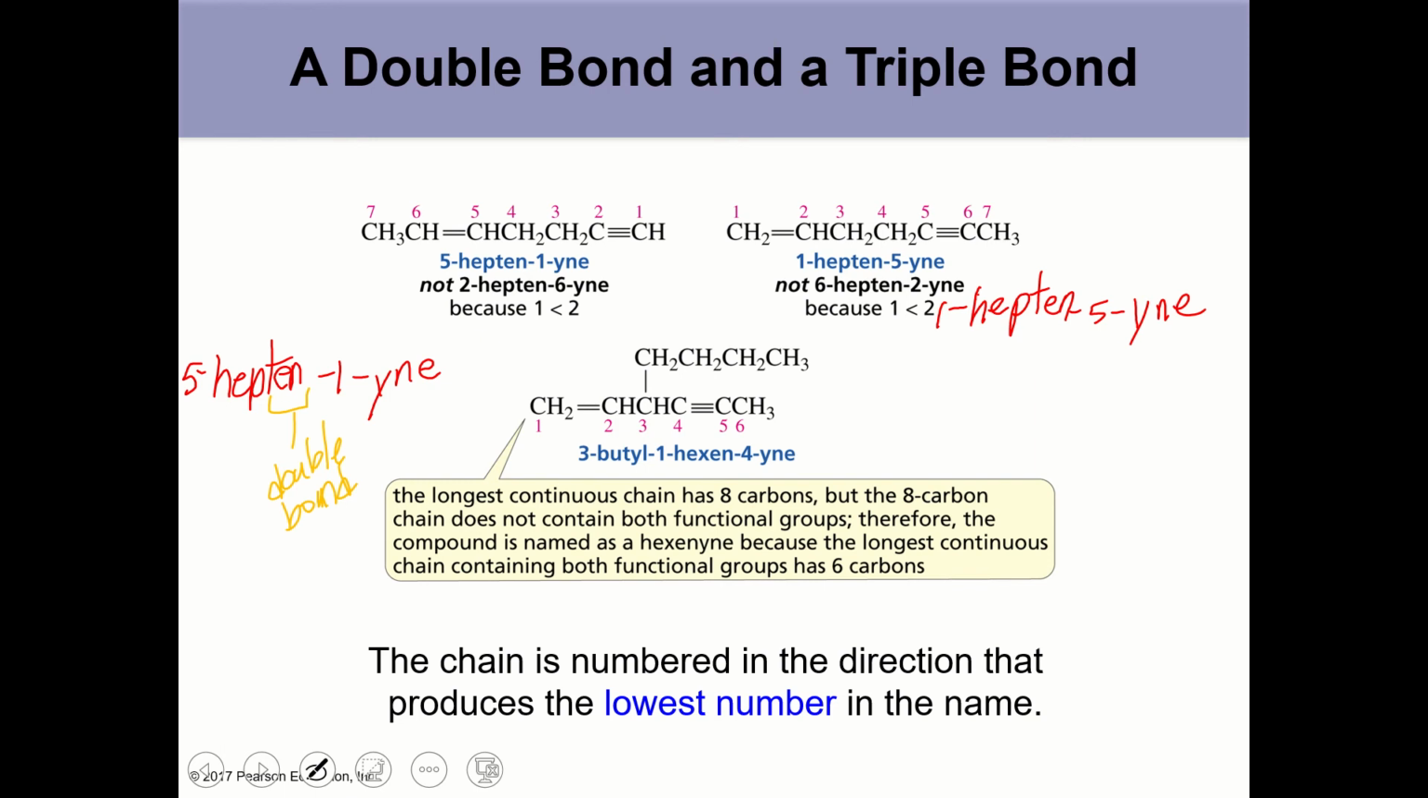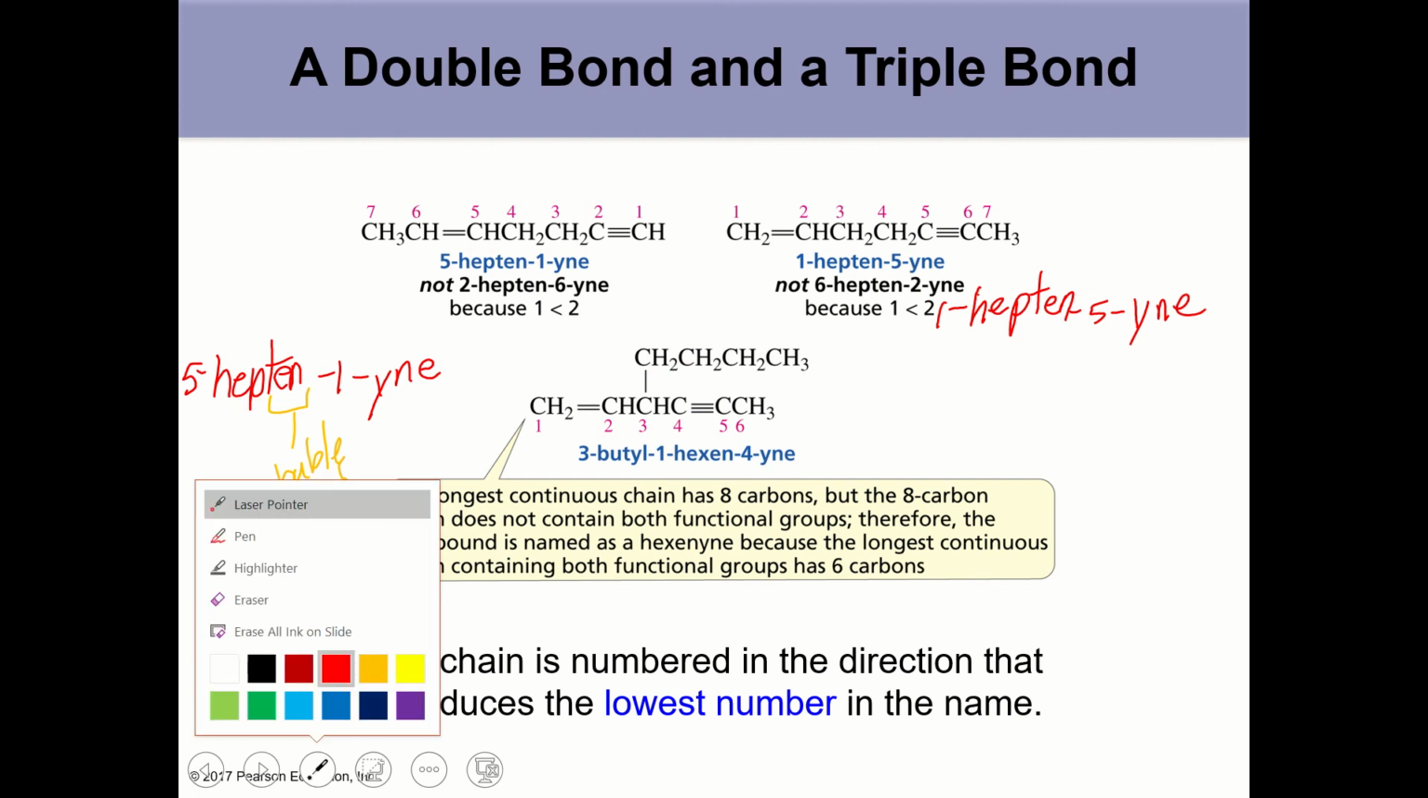And then we have another chain. So we want the longest chain that contains both functional groups. The longest chain total is 7 or 8 carbons, but the longest chain containing both functional groups is 6 carbons. So the group at carbon 3 as labeled is going to be a branch. And that branch has 4 carbons, so it is a butyl branch.